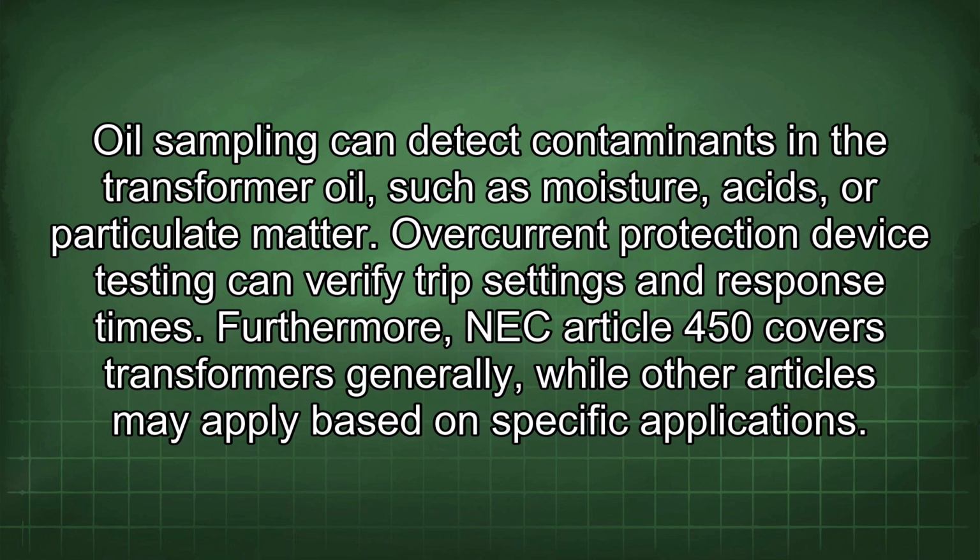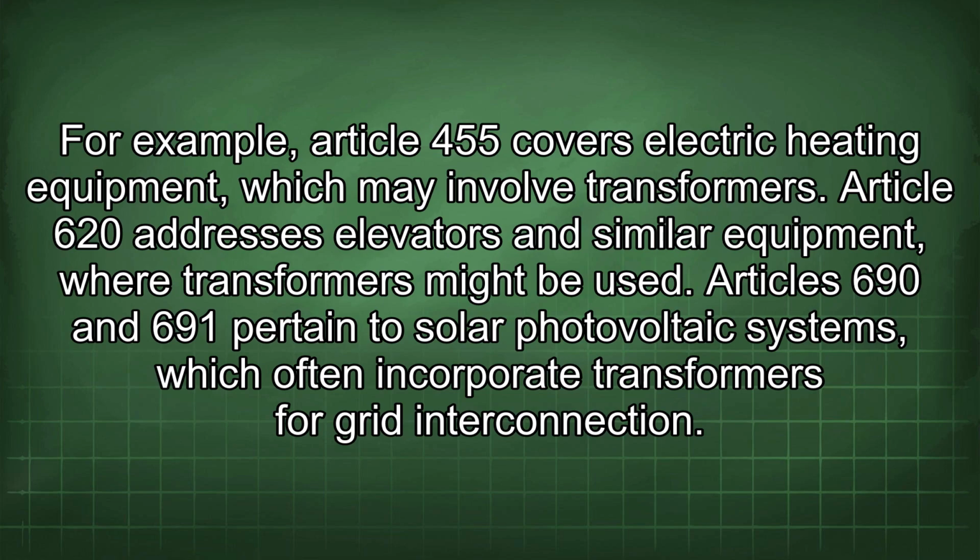Furthermore, NEC Article 450 covers transformers generally, while other articles may apply based on specific applications. For example, Article 455 covers electric heating equipment, which may involve transformers. Article 620 addresses elevators and similar equipment where transformers might be used. Articles 690 and 691 pertain to solar photovoltaic systems, which often incorporate transformers for grid interconnection.